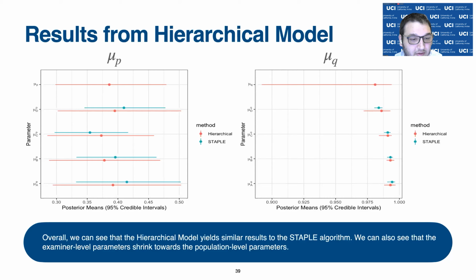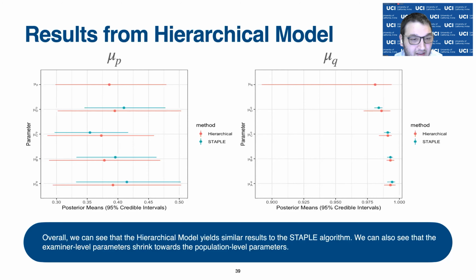You could see the credible intervals overall are a little bit wider than the staple algorithm's confidence intervals, but what we do see is shrinkage towards the population mean. If you consider the blue are MLE estimates, once we introduce this population level parameter, mu-p, we see that all the blue dots are almost moving towards that mean, which gives us that red dot. So the idea of shrinkage here is very evident, and that's because of our hierarchical model, assuming that these examiners all come from the same population.